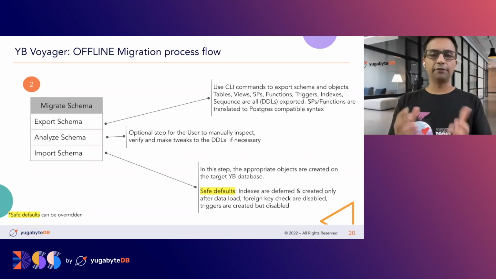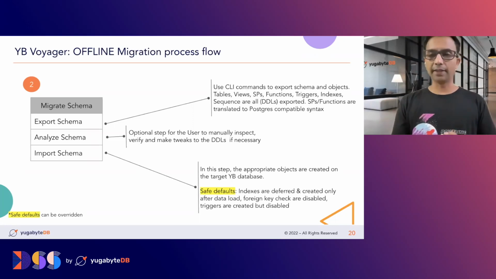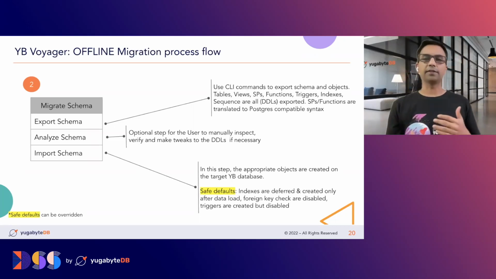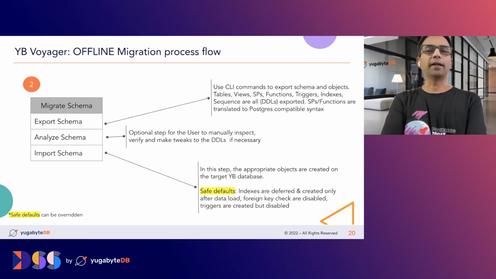Now, some of the safe defaults here, which again you could override, are that we would disable indexes, as in they're deferred and would get created after the data load. Foreign key checks are disabled because this is a bulk load, so the data load happens at a faster pace if foreign keys are disabled. And triggers are created but kept disabled. I think there are a few more safe defaults, but the key ones are highlighted here.